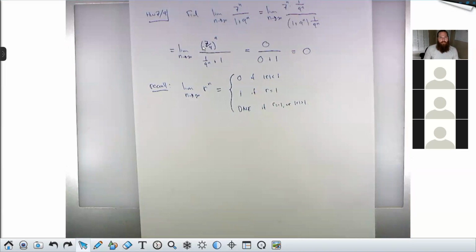So the (7/9)^n goes to 0 because 7/9 does have an absolute value less than 1. And the same is true of (1/9)^n. So this piece and this piece both go to 0. So you get 0 over 0 plus 1, which is 0. Not too bad, right?